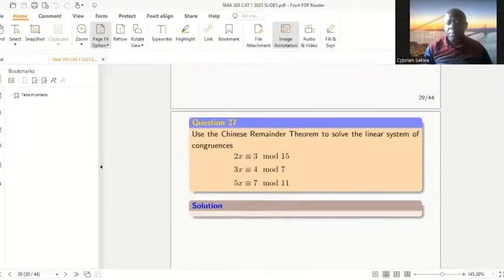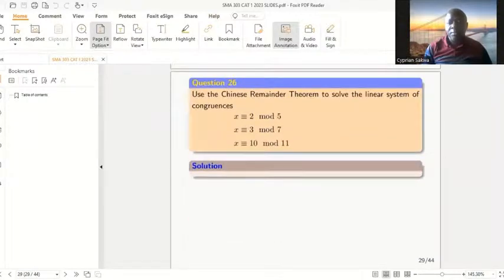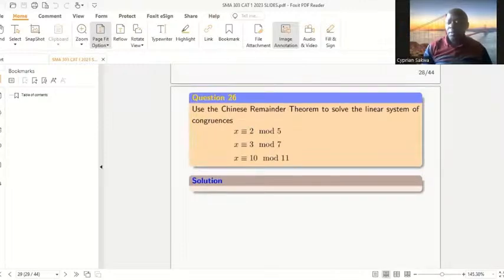This is example 26. It's a similar example, so we shall move very fast. Begin by finding M.